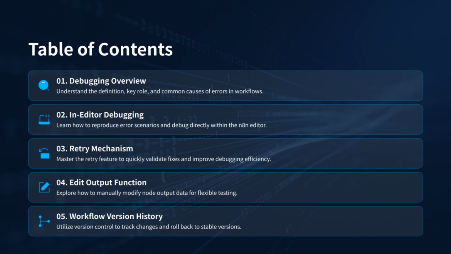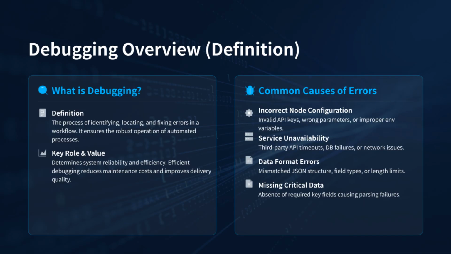Let's get started. First, let's cover the debugging overview: what debugging is, why it matters, and the 4 most common reasons your n8n workflows fail. Debugging is the process of finding, locating, and fixing errors in your workflow. It's essential for keeping your automations running smoothly and reliably. Effective debugging reduces maintenance time and ensures your workflows function exactly as you want them to.